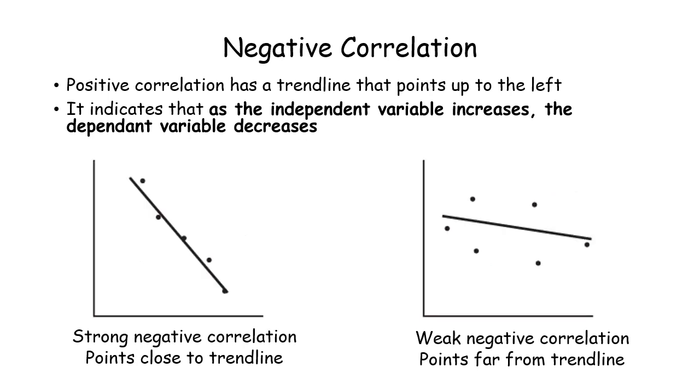When it comes to negative correlation, we're looking for a trend line that points up to the left. And if you have that trend line, what that indicates is that as your independent variable increases, your dependent variable decreases. And just like with positive correlation, it is not the steepness of the line that determines strength or weakness, it is how close your other points are to your trend line. If the points are close to the line, then it is a strong correlation. If they are far away from the line, then it is a weak correlation.